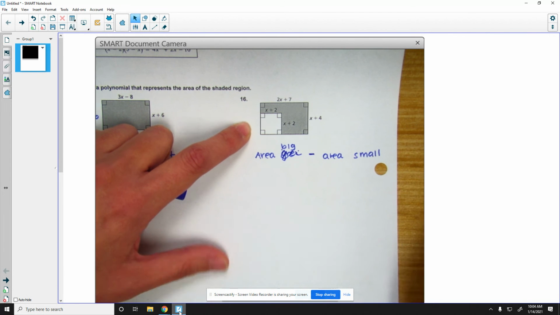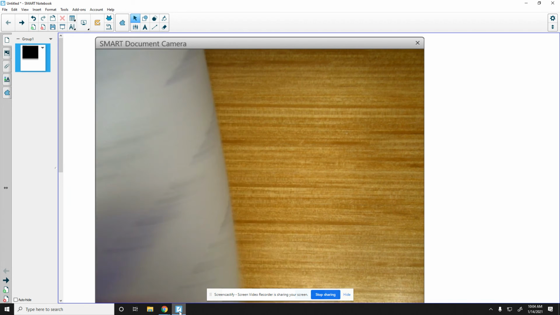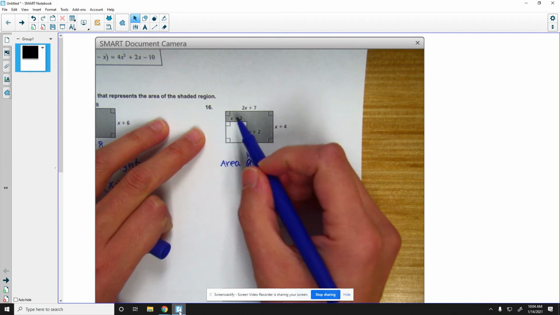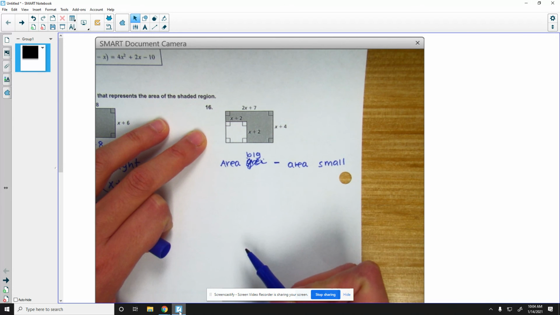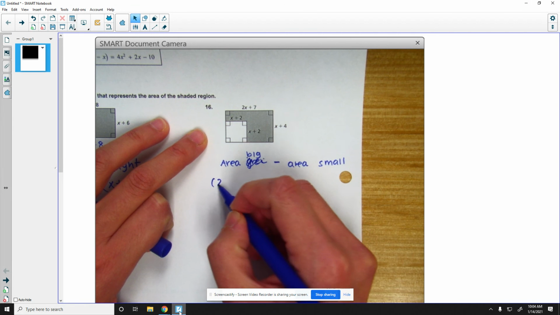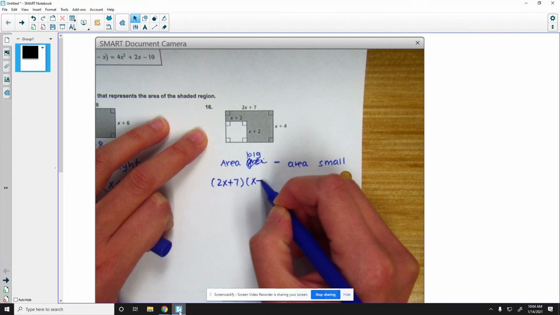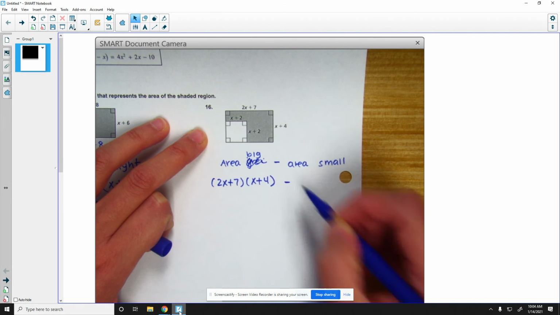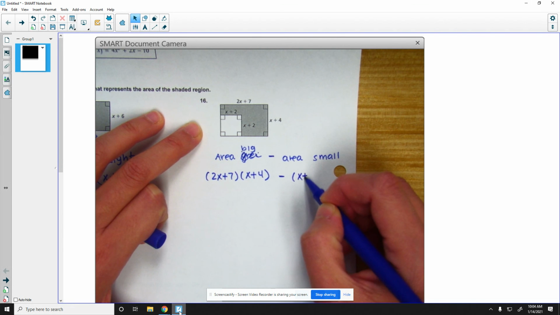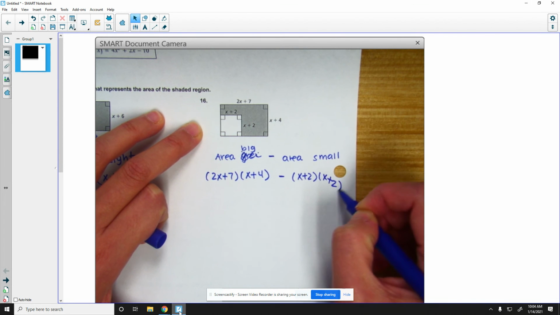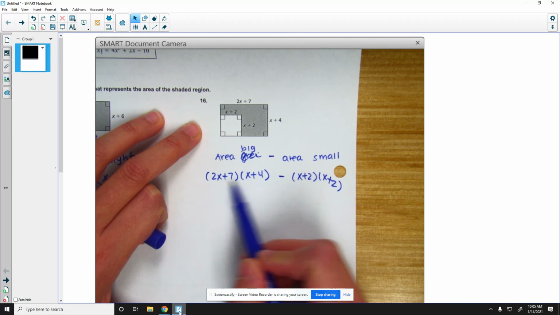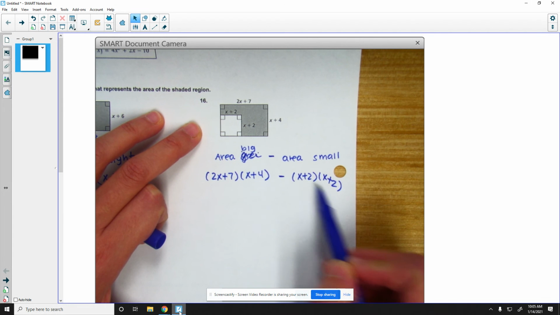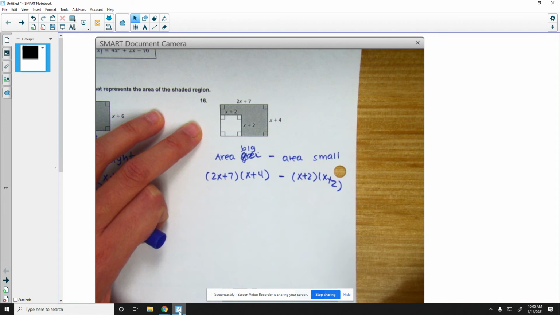Mason, no, you should keep number 13, okay? So we're just crossing out number 3, 6, 9, 12. So we're finding the big area and then subtracting it by this small area. So you would say what? 2x plus 7 times x plus 4 minus x plus 2 times x plus 2. Does that kind of make sense what we're doing? Finding the area of the big thing and then subtracting it by the area of the small thing.